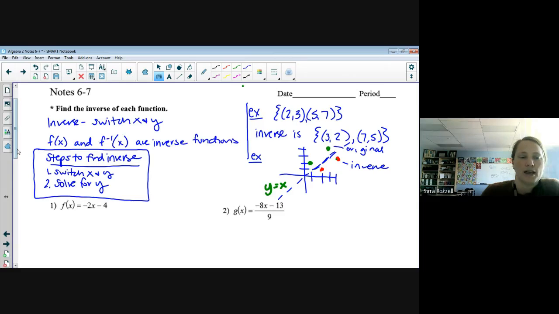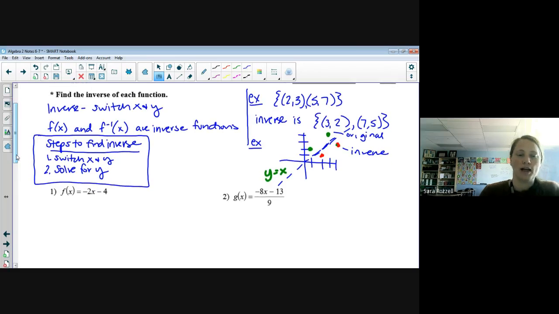We have to remember that occasionally we'll have problems that say f of x rather than y originally. So I'm going to go ahead and write f of x as y. Those are the same thing, right? f of x and y when you're graphing. y equals and f of x equals. So this becomes a little bit more obvious. These two are the same thing. So y equals -2x minus 4.